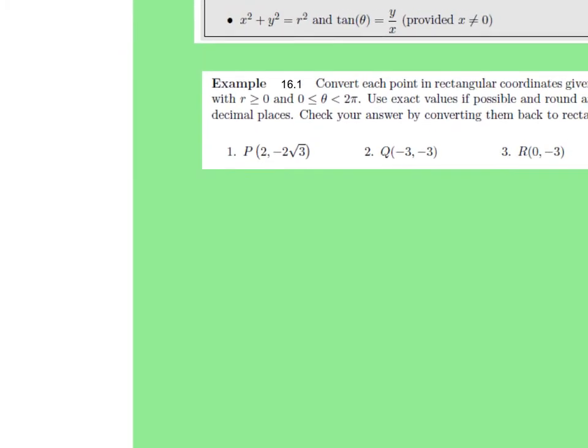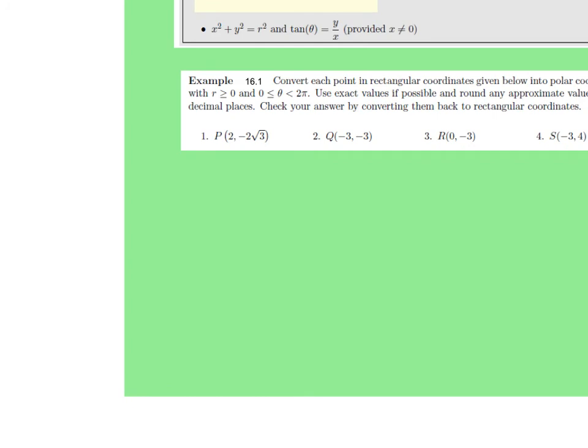So let's go ahead and try one of these. Let's try this very first one. This coordinate is in rectangular. I want to change it to polar. So let's graph it first, find out where it lives. This looks like it's in quadrant 4. So I've got 2 and negative 2 root 3.